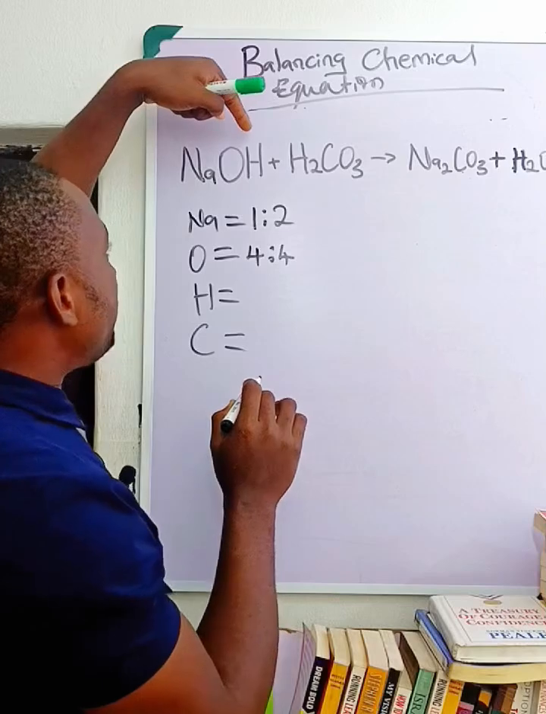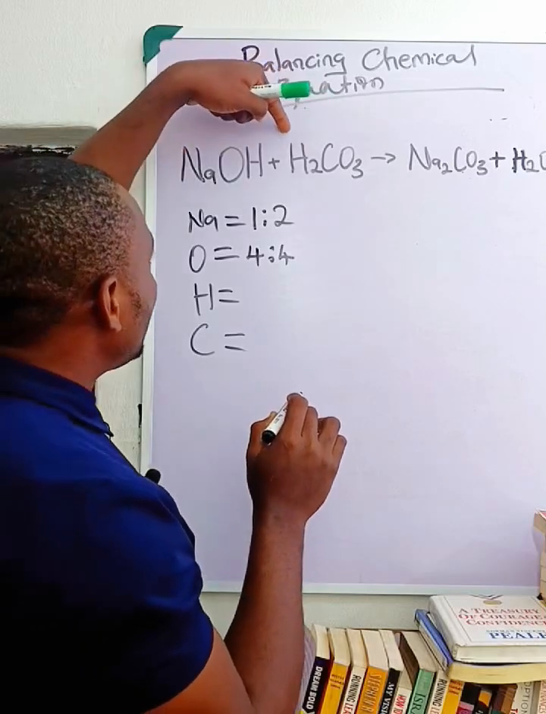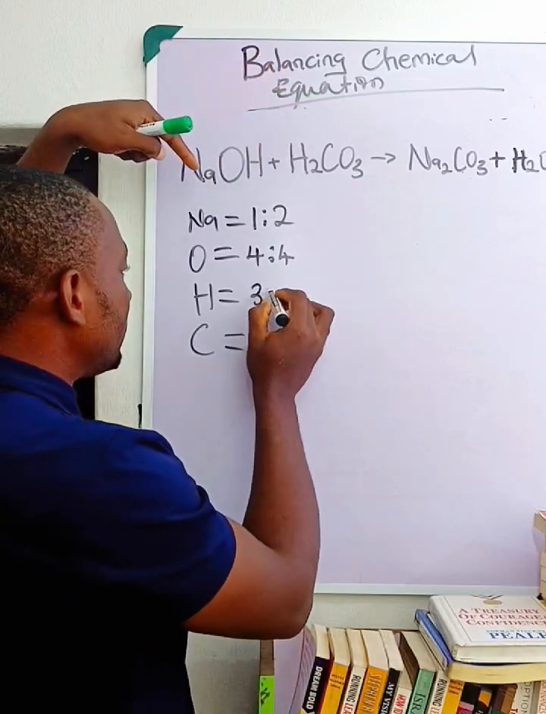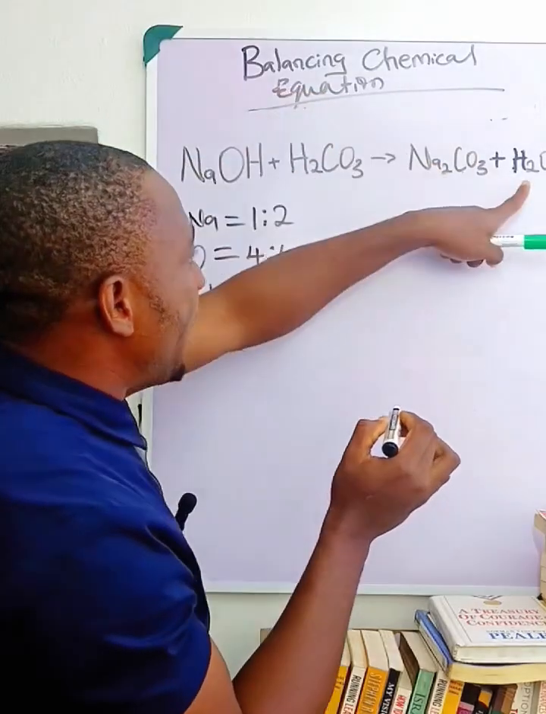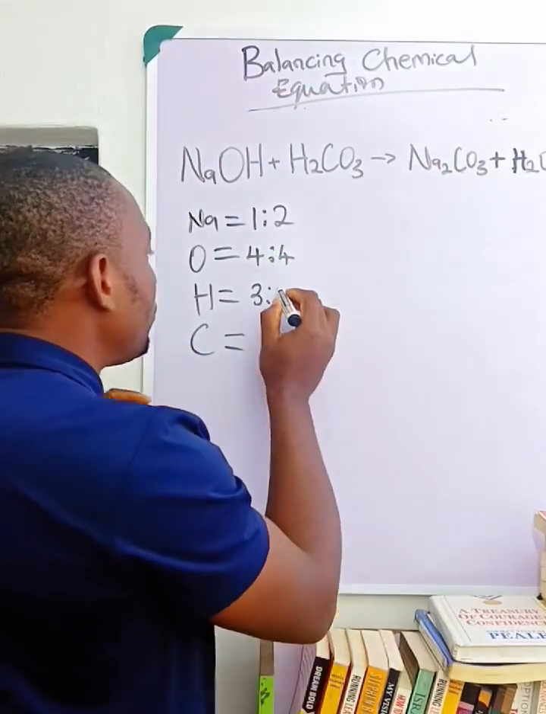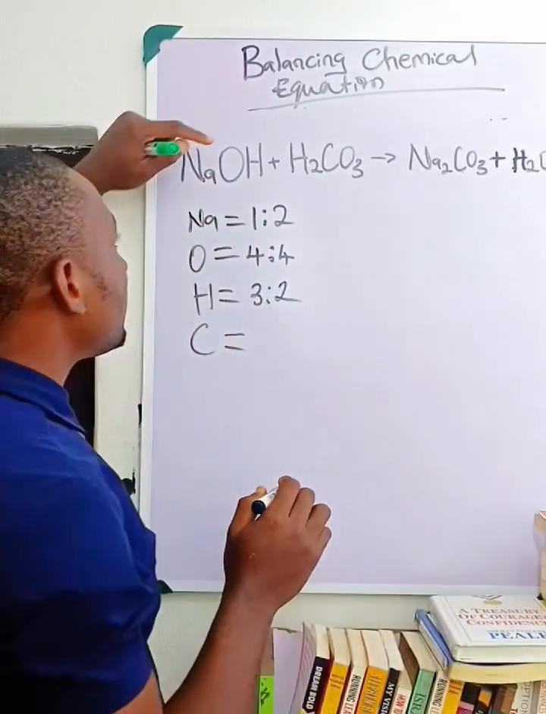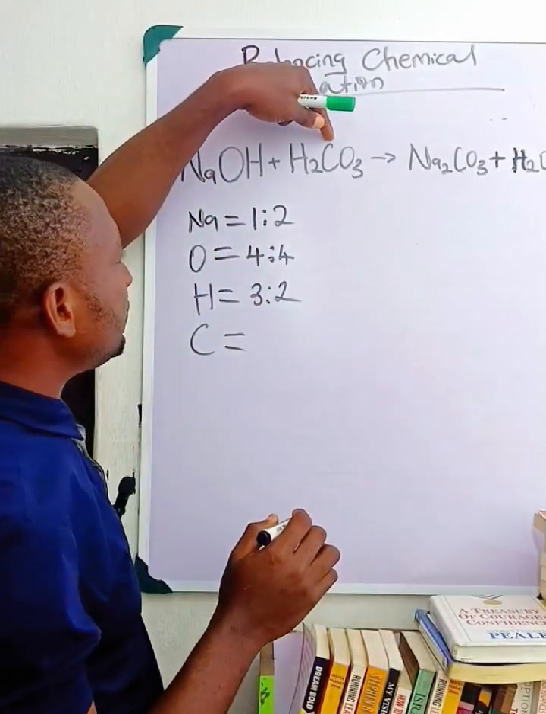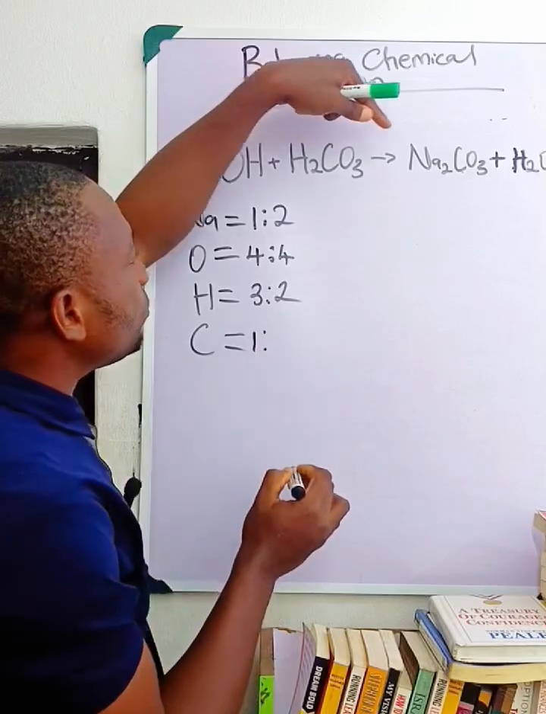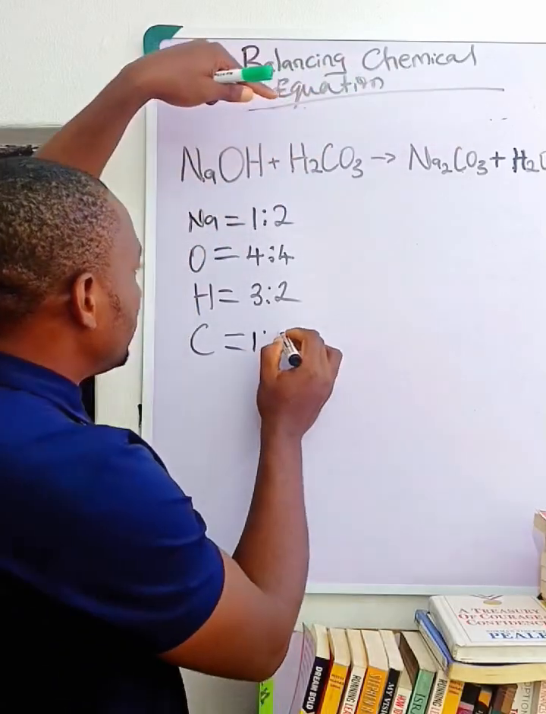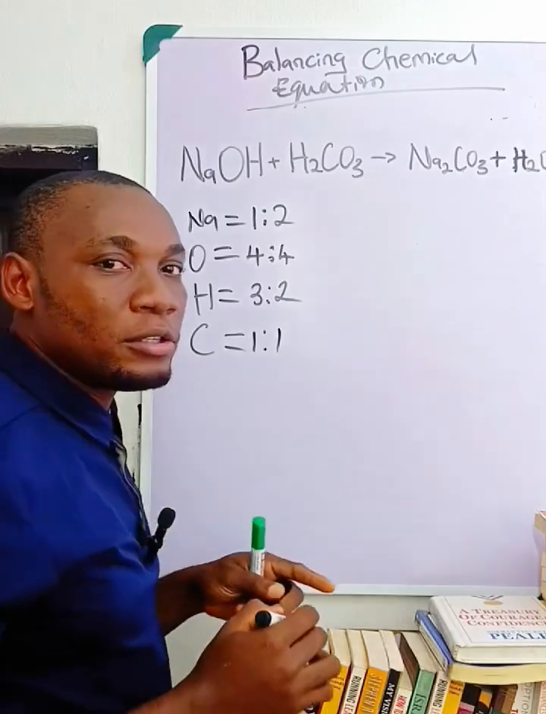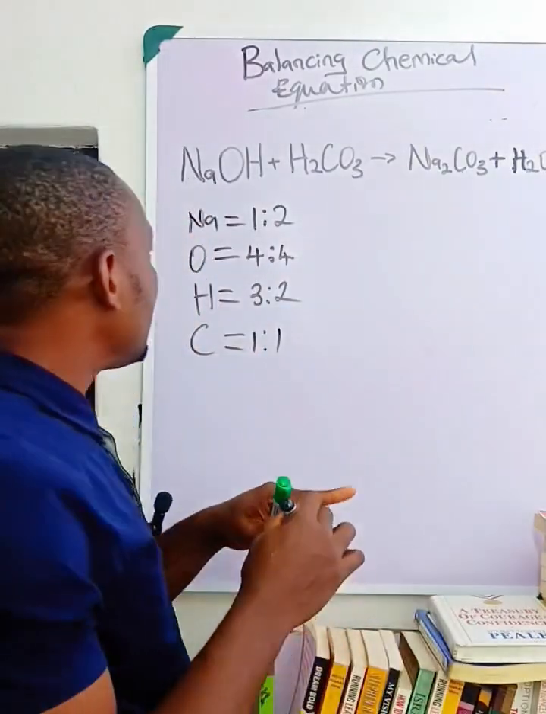Hydrogen. We have 1 plus 2. That is 3 hydrogen. How many do we have here? We have 2 hydrogen. So hydrogen is not balanced. We have 1 carbon. 1 is to 1 carbon. Carbon is balanced.